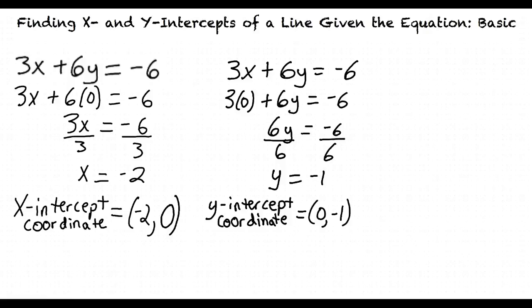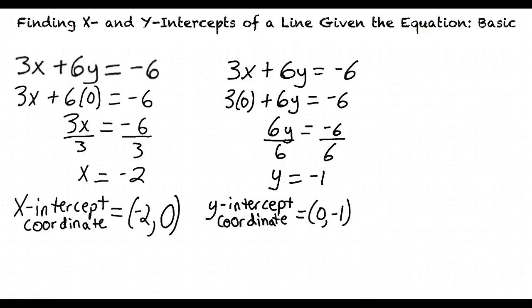So an intercept can be found by substituting 0 for either x or y. When I substitute 0 for x to solve for y, I'm finding the y-intercept. And when I substitute 0 for y to solve for x, I'm finding the x-intercept. That sounds right. Just to be sure, let's do another quick example.